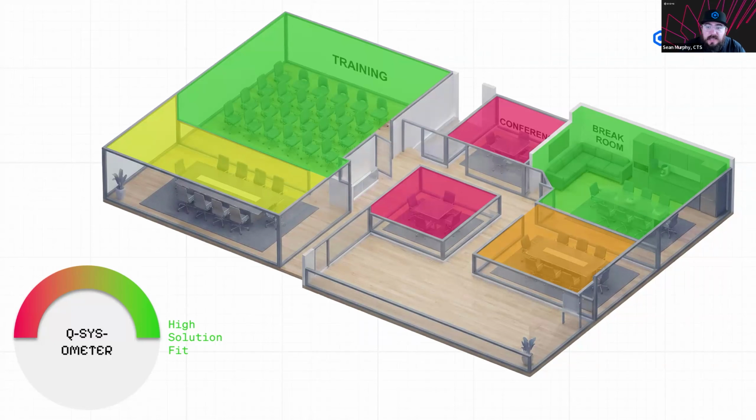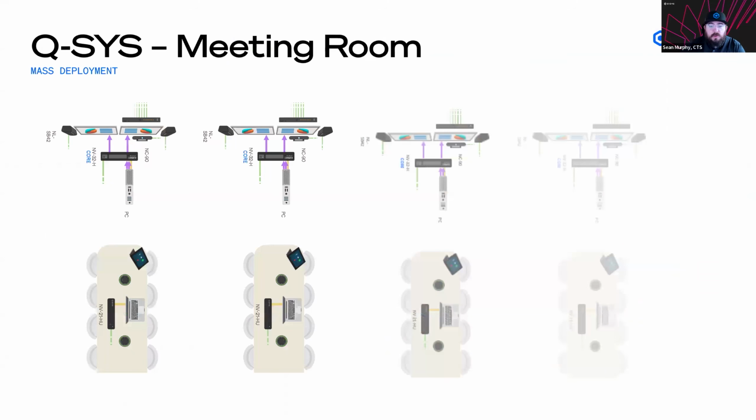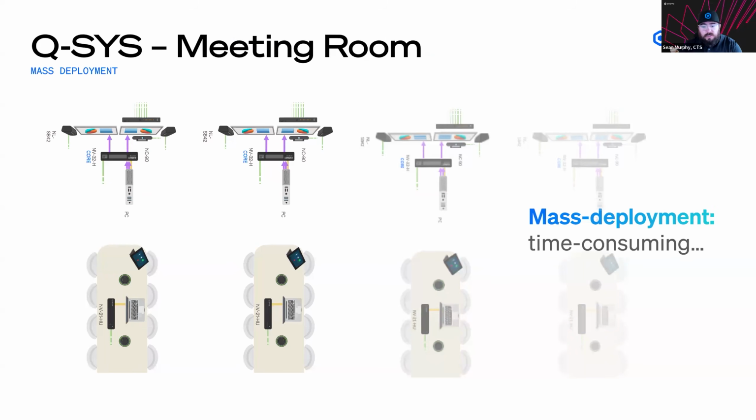And then you get into the smaller rooms. These are often the mass deployment meeting rooms where everything is identical. And while Q-SYS can work in these smaller spaces, there is an overhead to customization that can't be offset, in addition to the fact that mass deployment has a tendency to be time consuming. So we look at all of this with the Q-SYS solution, and we wanted to find a way to make it easier to set up, configure, manage, and deploy.